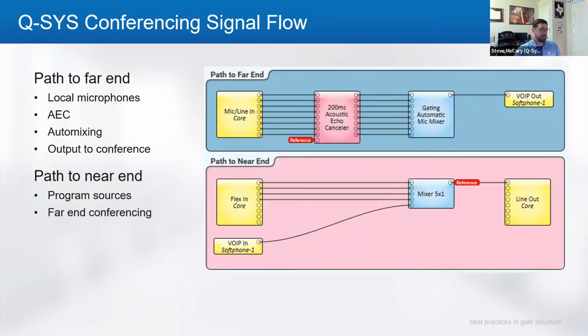So we've talked about near end. Near end is the room that you're in. Far end is the people that you are conferencing with. It does not have to do with the near end of the room and the far end of the room. These are two different places.